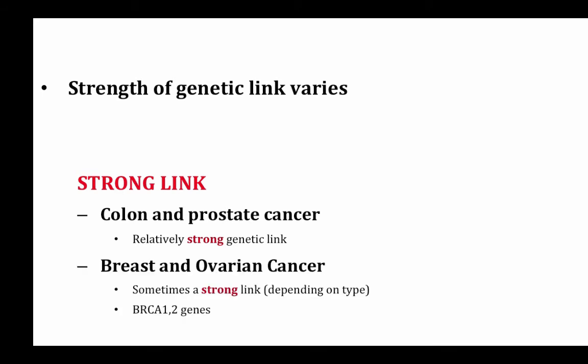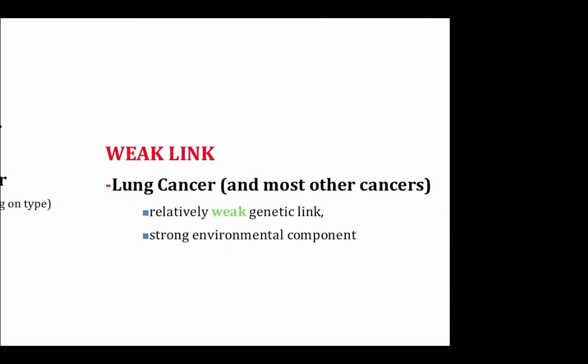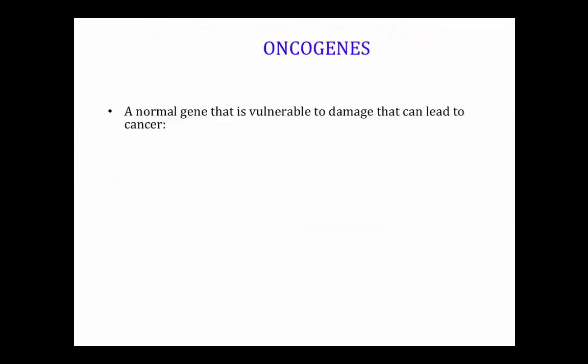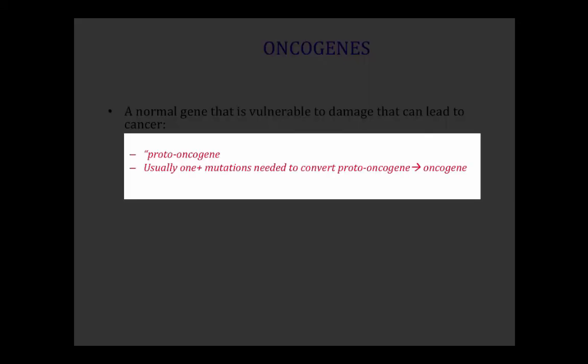With breast and ovarian cancer, there is sometimes a strong link depending on the type of cancer and the type of gene. Lung cancer is a type of cancer that appears to have a rather weak genetic link, but a strong environmental component. A normal gene that is vulnerable to damage and can lead to cancer is known as a proto-oncogene. It usually requires one or more mutations to convert a proto-oncogene into an actual oncogene.